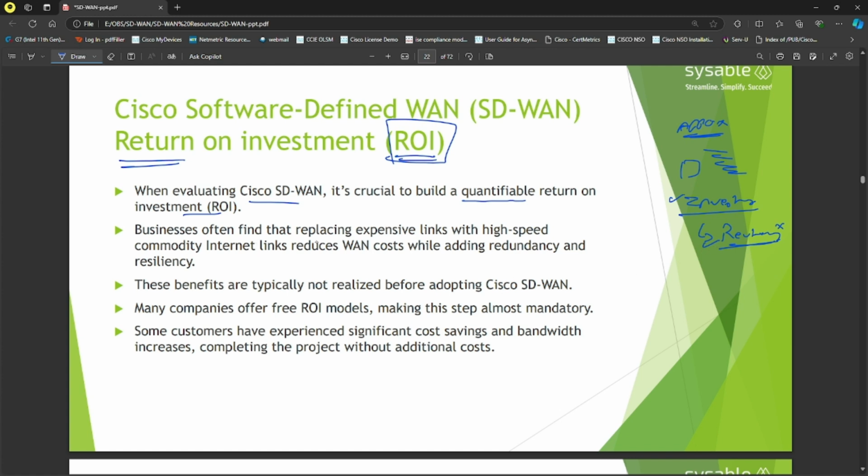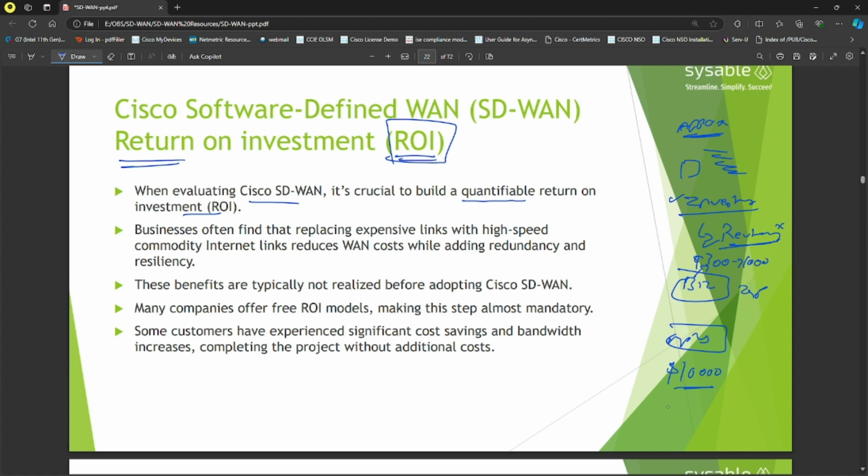Businesses often find that replacing an expensive link with a high-speed commodity internet link reduces WAN cost while adding redundancy and resilience. So now, as I said, the requirement can be a business internet, that is your normal ISP. MPLS is like maybe you're paying $1,000 or maybe $10,000 per month. But with business internet you're getting a higher bandwidth for only $300, and you're getting almost 1000 Mbps.